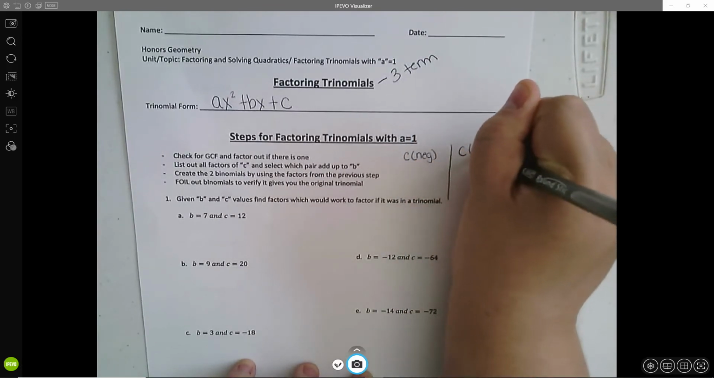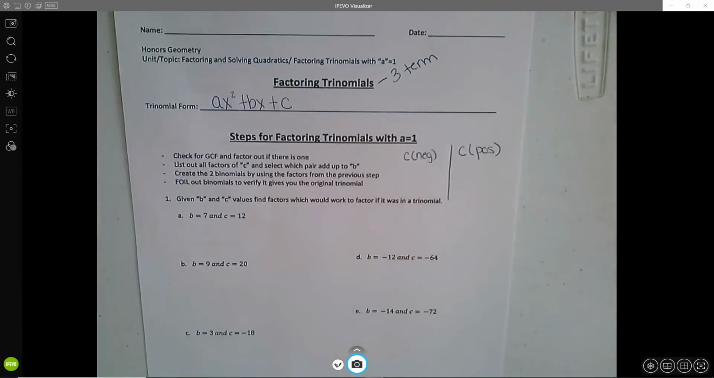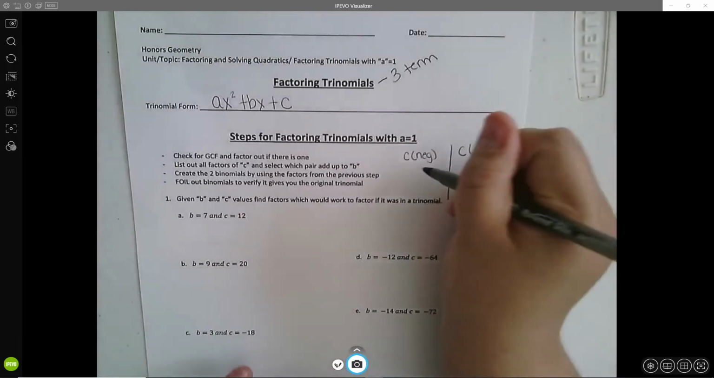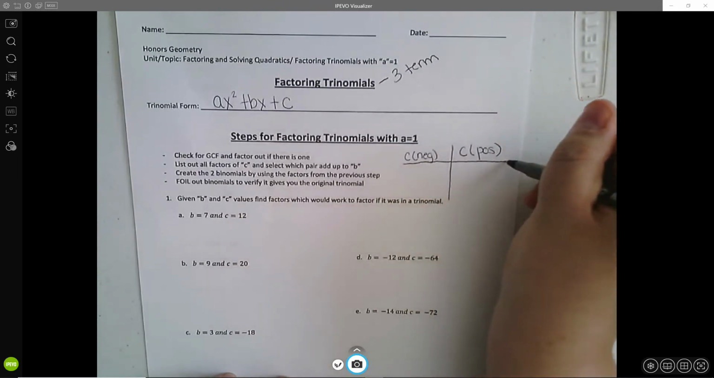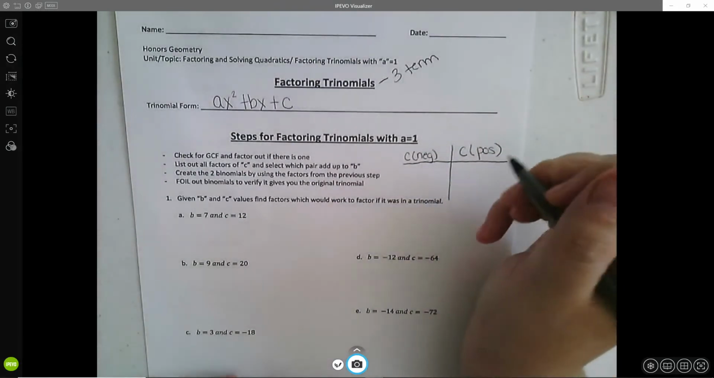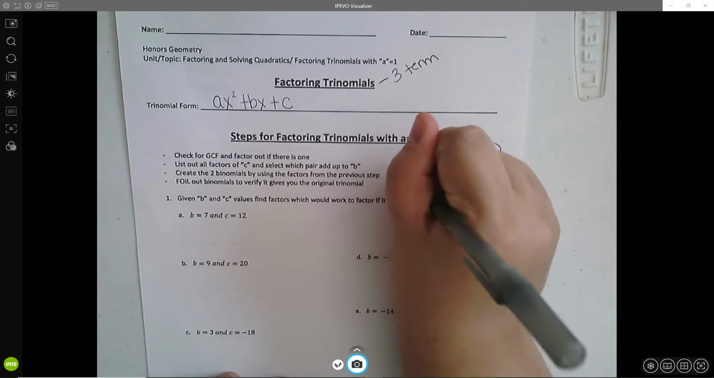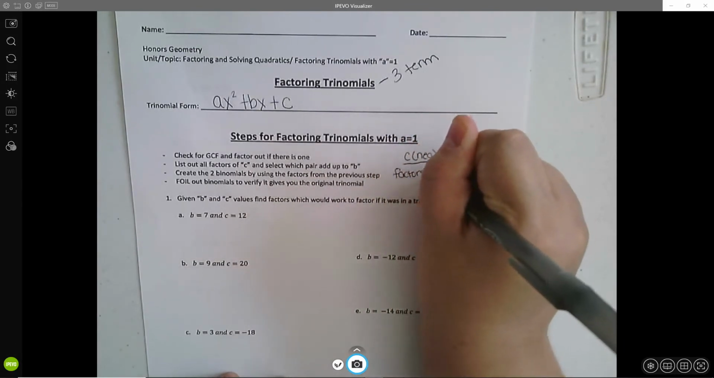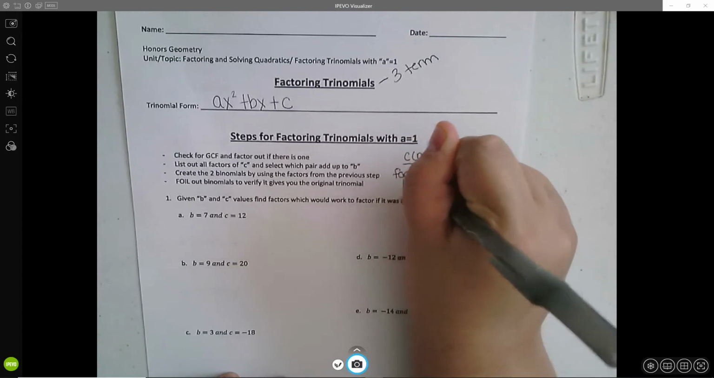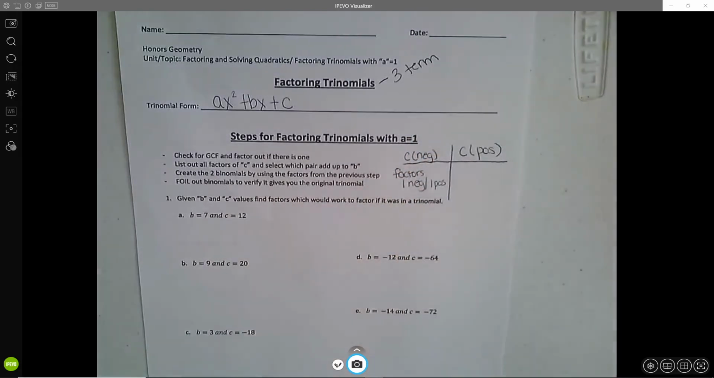We're going to talk about what happens when our C value is negative and what happens when our C value is positive. When your C value is negative, what that means is your factors are one negative and one positive. And if you think about it, the only way to get a negative number when you are multiplying is to have one negative and one positive.